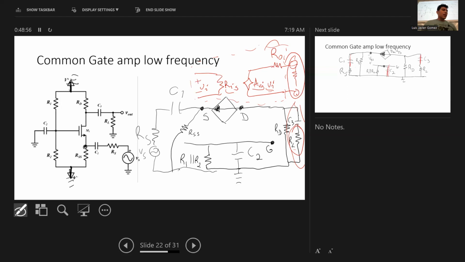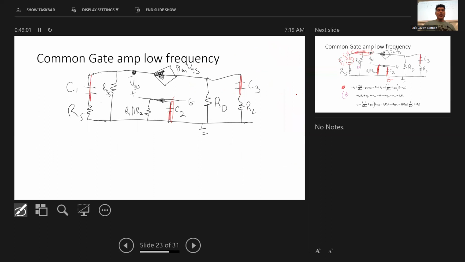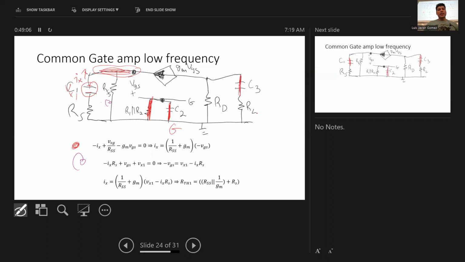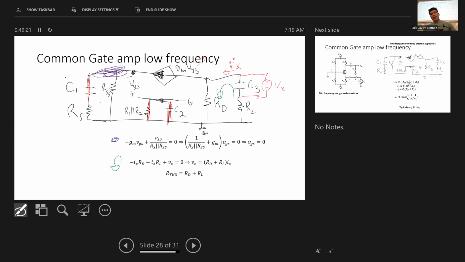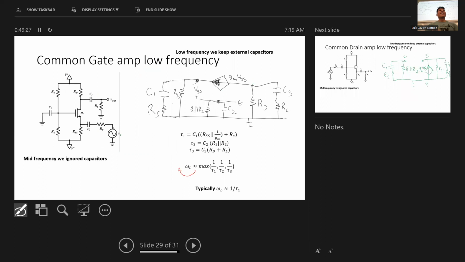Now that you have this drawing, you do what we just did. Remember, this was our mid-frequency model. You first take one capacitor, do a VX, IX test, and find R Thevenin 1. Then take the second capacitor, do an IX, VX test, and get R Thevenin 2. Then take the third capacitor, do a VX, IX test, and get R Thevenin 3. Then you simply pick the maximum one of the three, and you're done. You're always going to be doing this process.